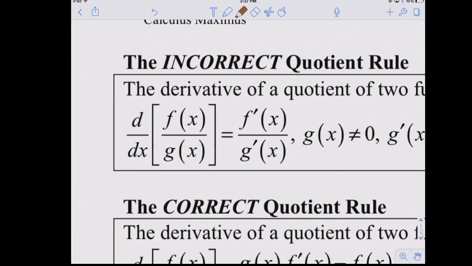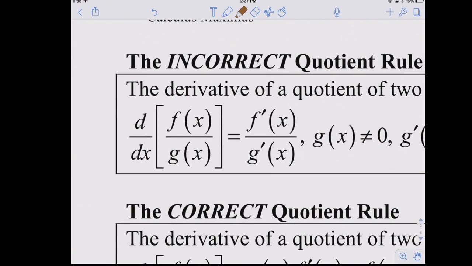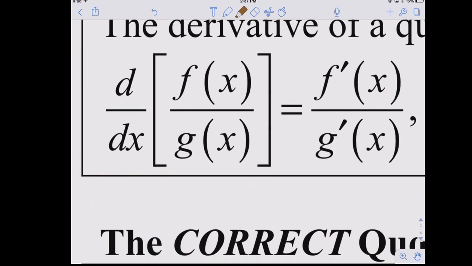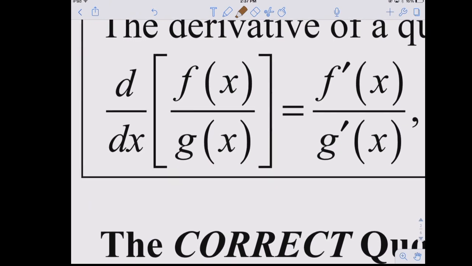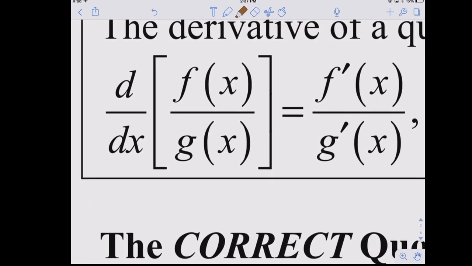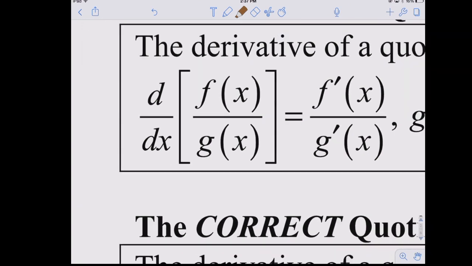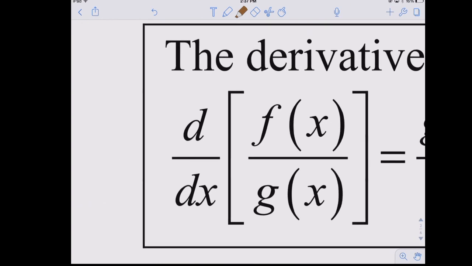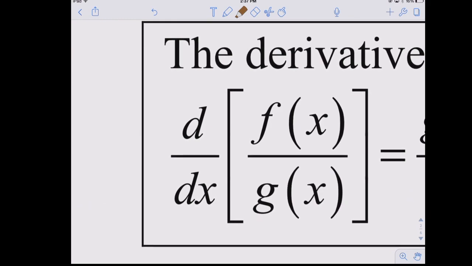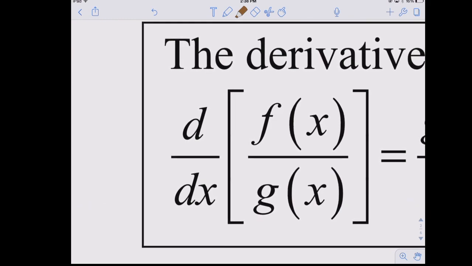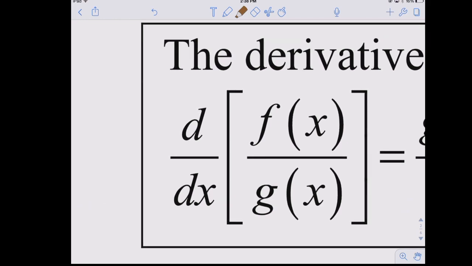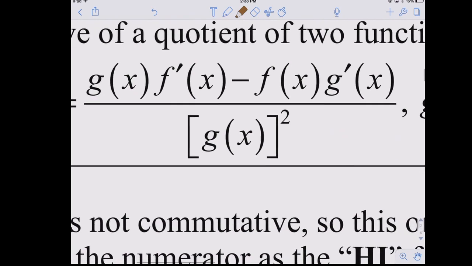The next one is called the quotient rule. And it's for taking the derivative of two functions that are divided. But first, the incorrect quotient rule, because it's so often done. The derivative of f divided by g is not f prime over g prime. You cannot just take the derivative of the top and divide it by the bottom. Doesn't work. The correct quotient rule does work. So we just call it the quotient rule. And here's what it says. The derivative with respect to x of f divided by g is not f prime over g prime, but rather that.